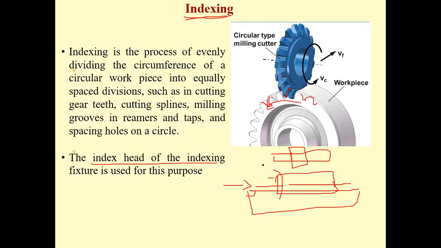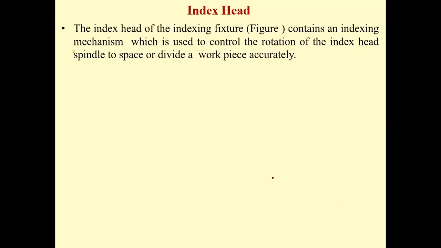So now what we need for this kind of purpose, because you need to divide the circumference into an equal number of parts, is an extra attachment. That extra attachment is called the index head. This index head has to be mounted on the work table. So this is the index head.